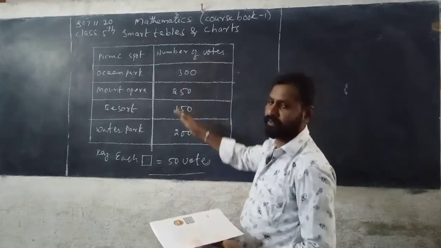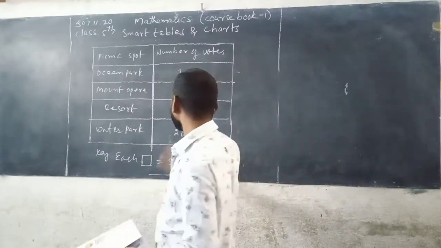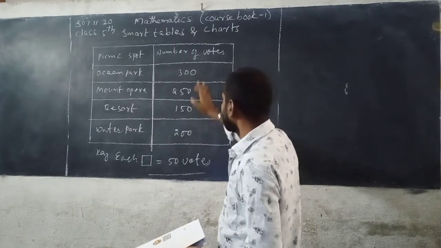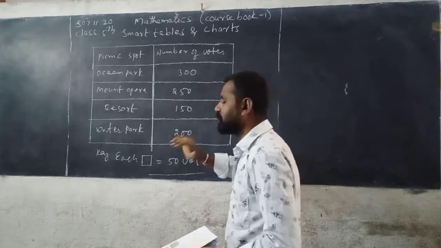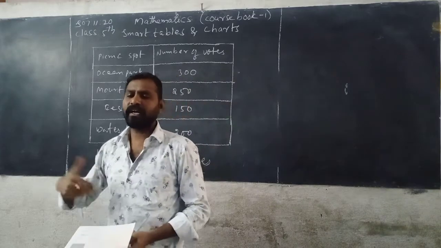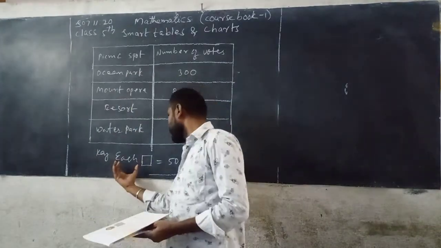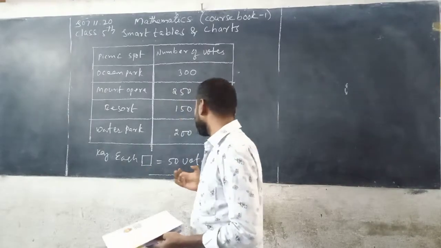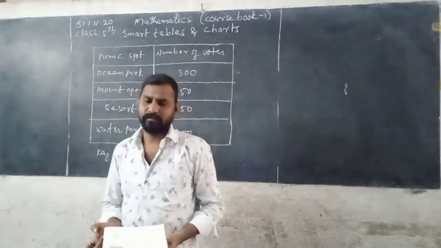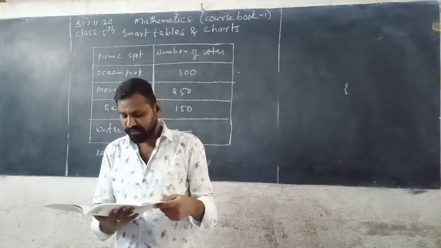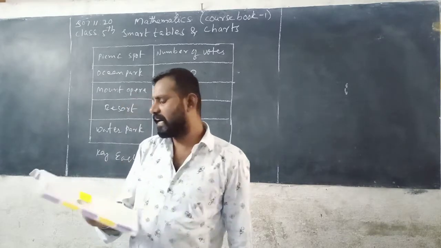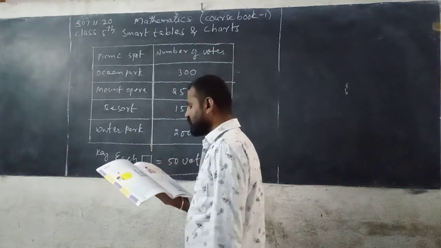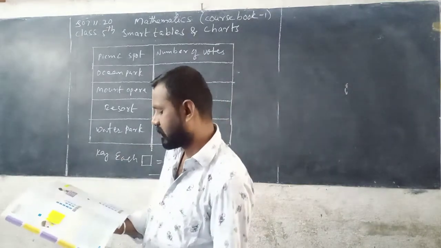So there is no key, you can find out a key. See here, 300, 250, 150, 200. These numbers are exactly divisible by 50. Then you can write what the key is: 1 square box represents 50 votes. So now, based on the data, let us arrange the boxes so that they represent the number of votes for each place.